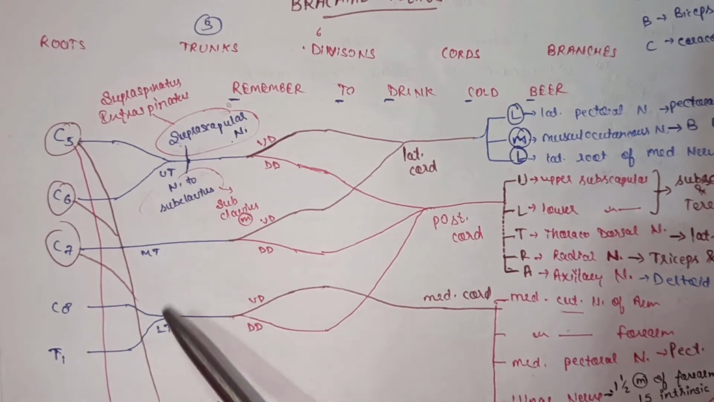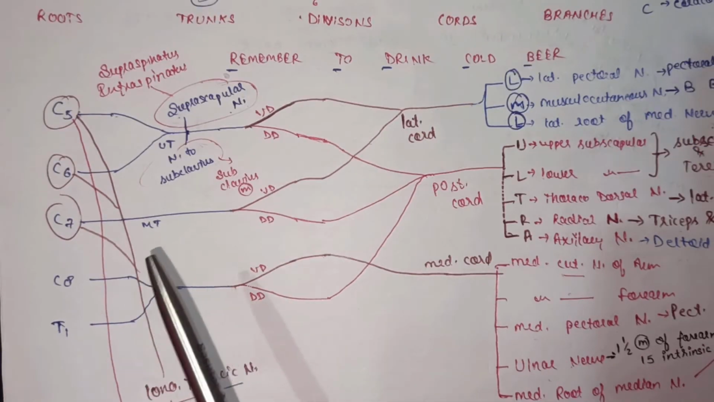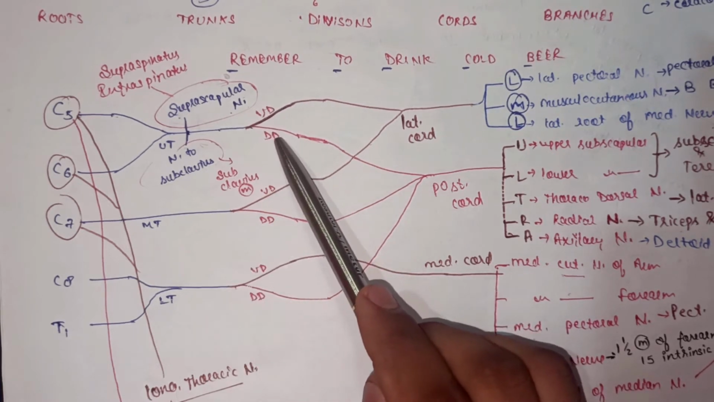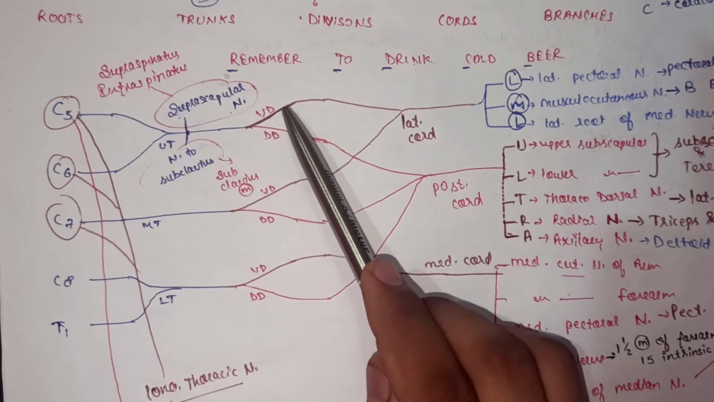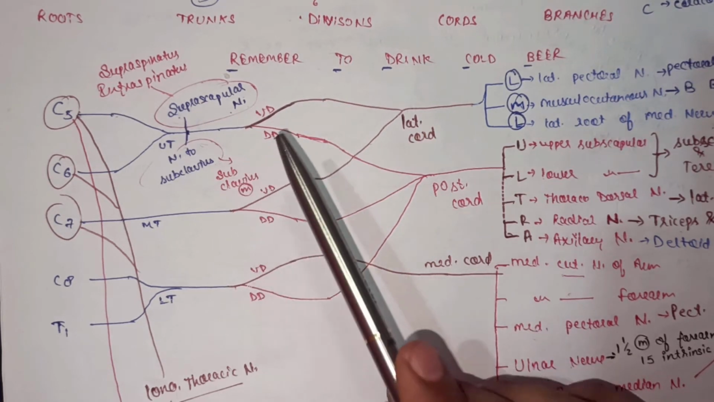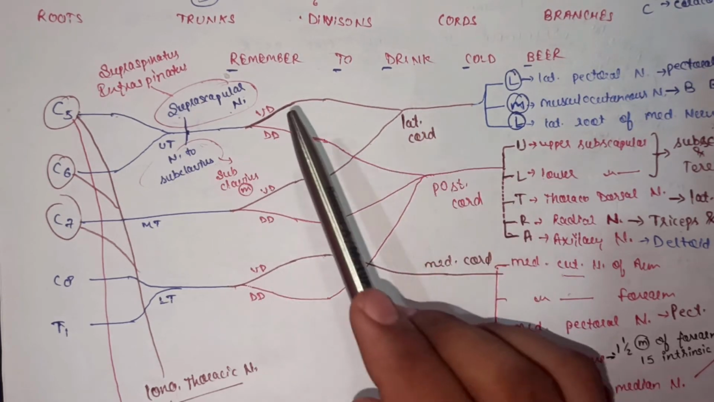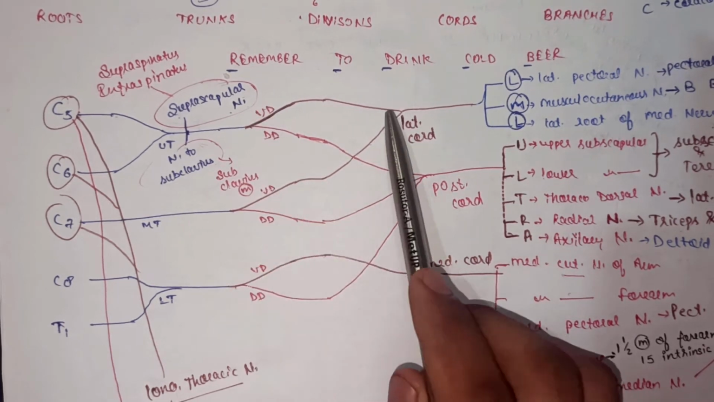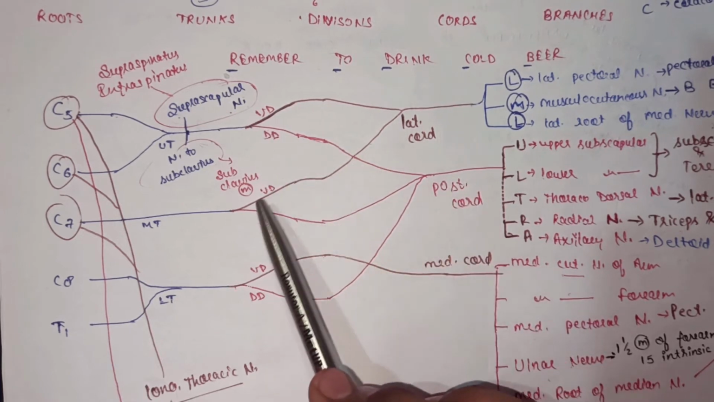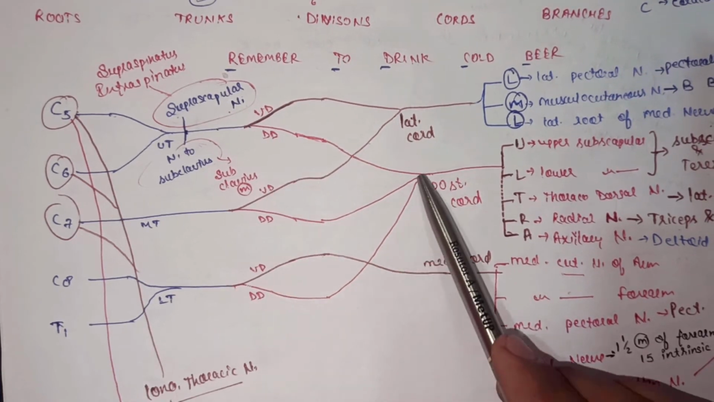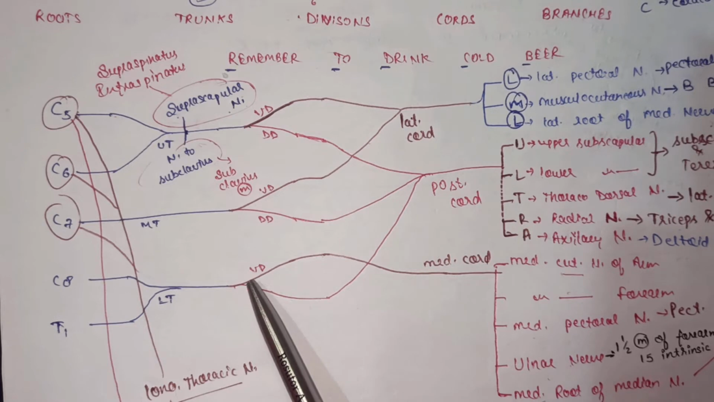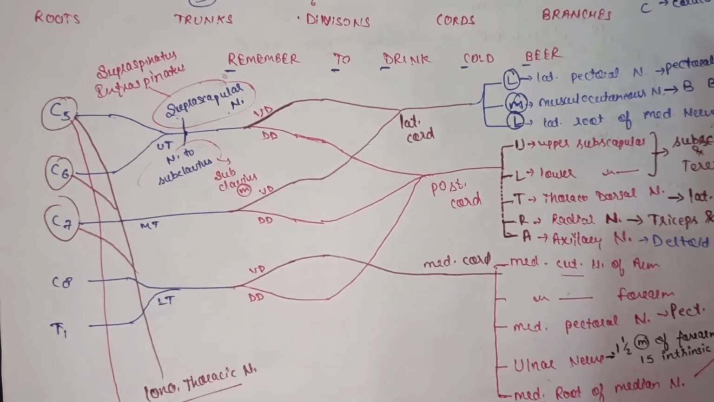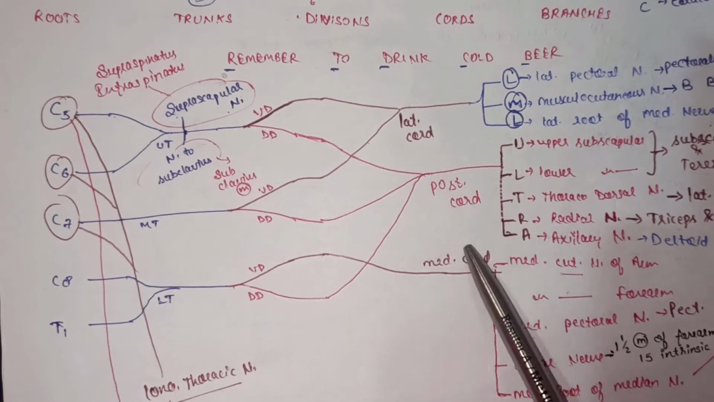So this is about the trunks, and each trunk divides into 2 divisions called the ventral division and dorsal division. So there are 6 divisions, and the divisions form the cords. The ventral divisions of the upper trunk and the middle trunk form the lateral cord, and the dorsal divisions of all the trunks form the posterior cord, and the remaining ventral division of the lower trunk forms the medial cord. So these cords give branches.